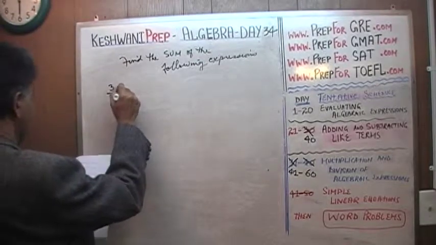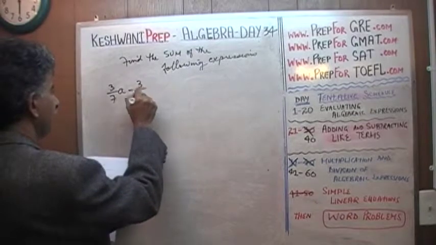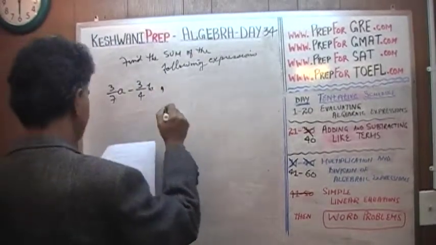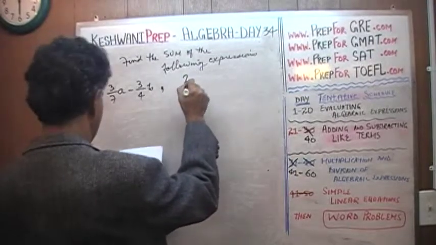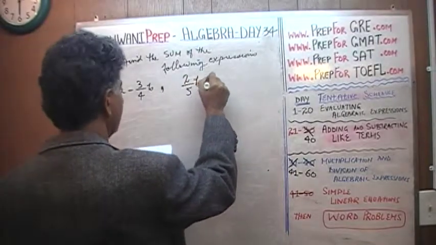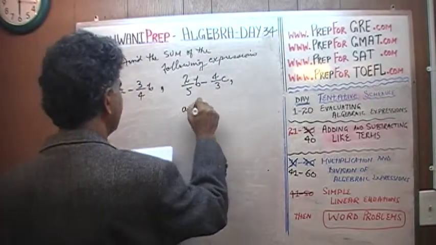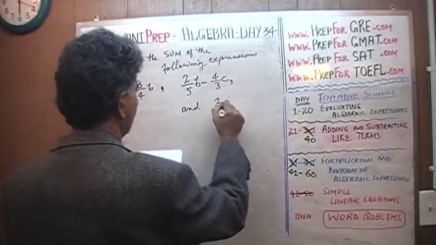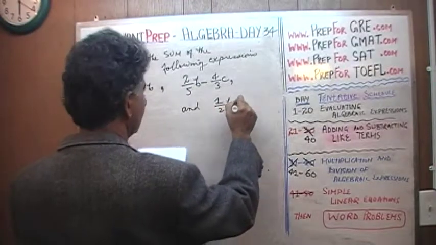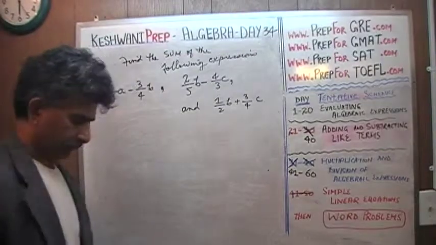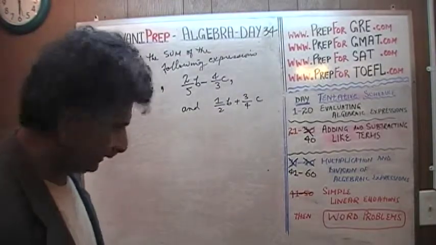3/7 A minus 3/4 B. That was the first expression. 2/5 B minus 4/3 C. That's your second expression. And 1/2 B plus 3/4 C. We have to find the sum of these three expressions.